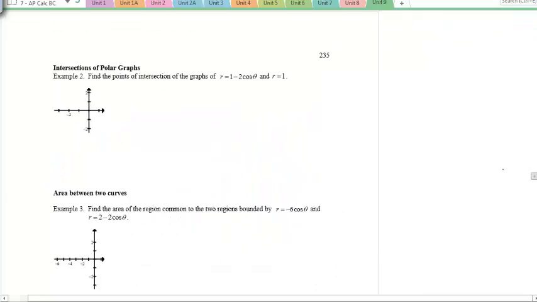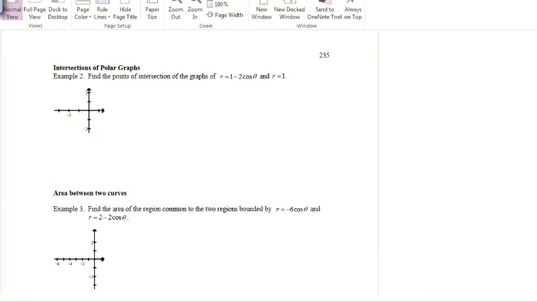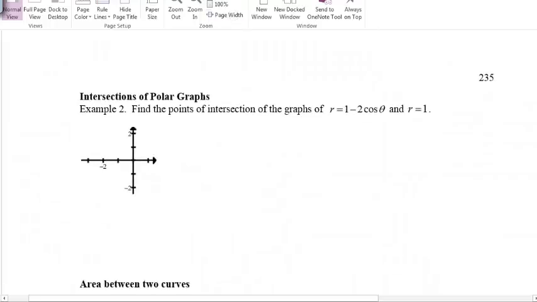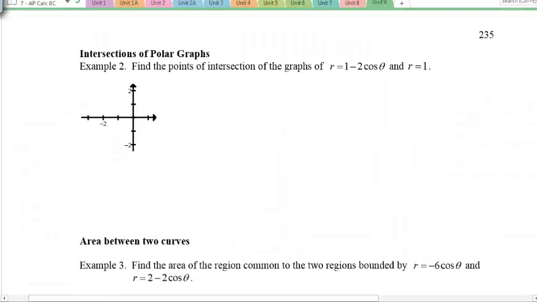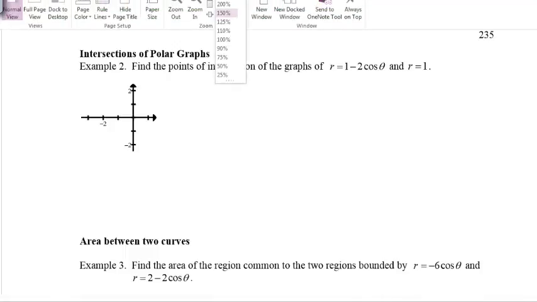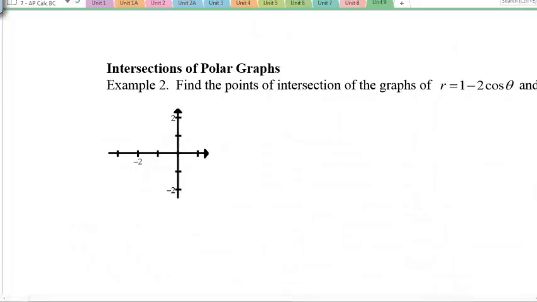Because now we'll move on to number 2. How do you find the intersection of polar graphs? Well, I've got this example here. I'm going to ask you to graph out r equals 1 minus 2 cos theta, and also r equals 1. I think you can do that yourself, but if you can't, I will do it with you. Let me just make this a little bit bigger.